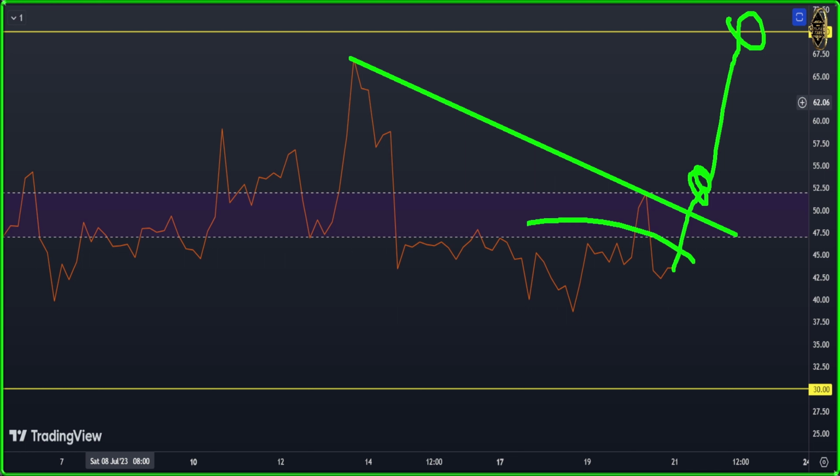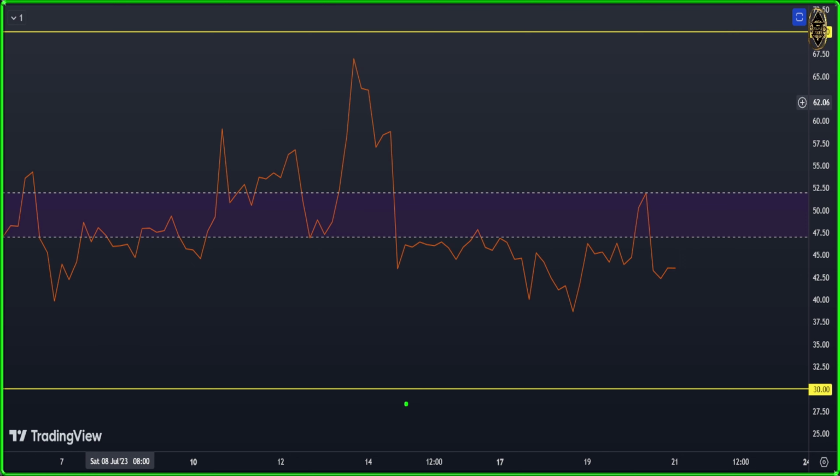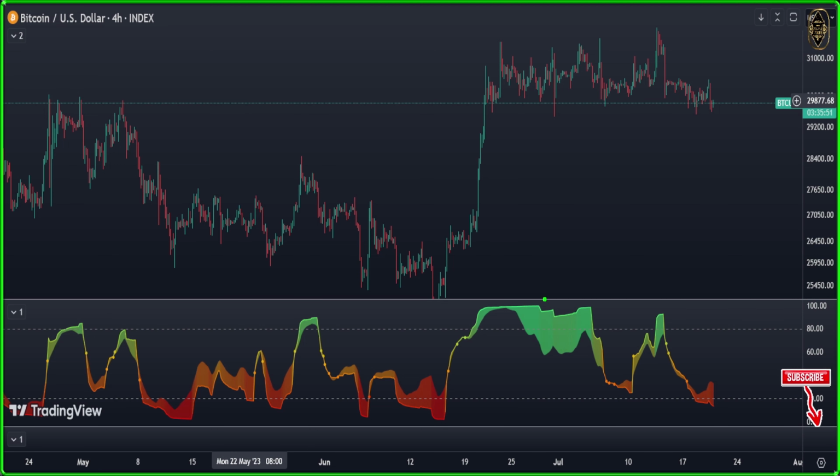You know me, I don't enter swing trading from the middle, only from overbought or oversold. So until now there is no clear picture. We need to wait more until the right time, guys. Now let's see what our other indicator is saying. Same thing here. Our indicator is here at the oversold area.